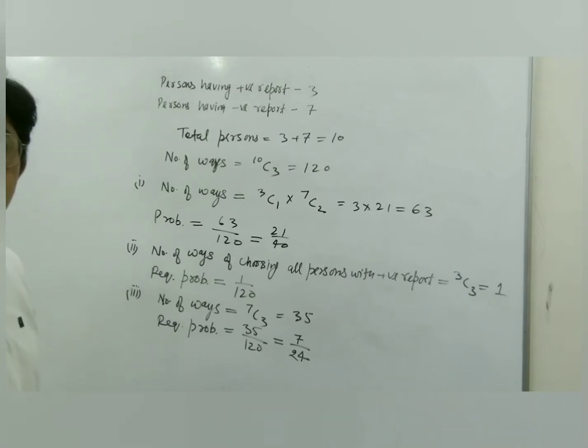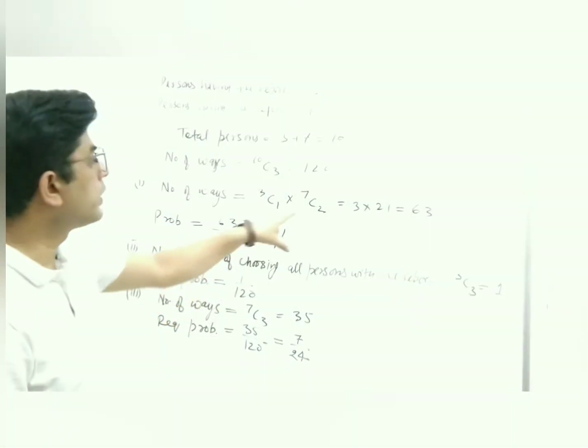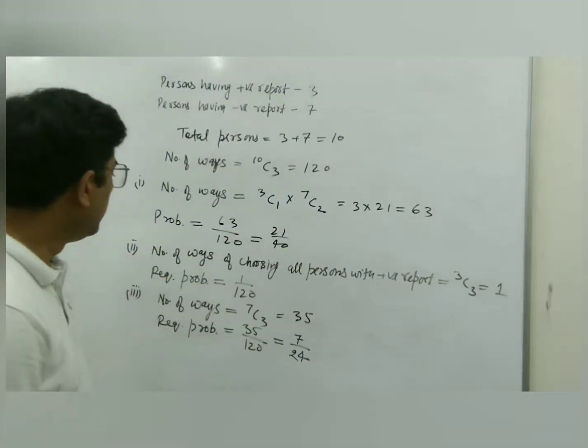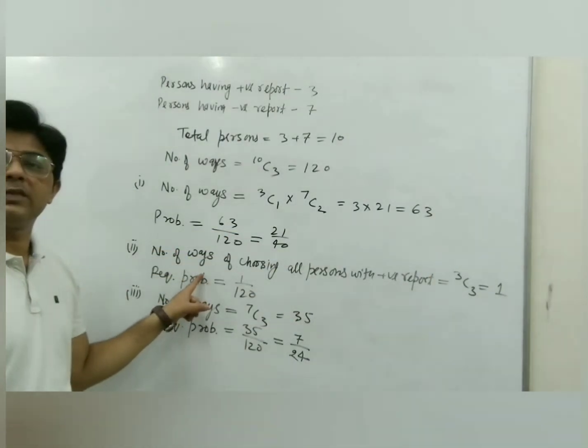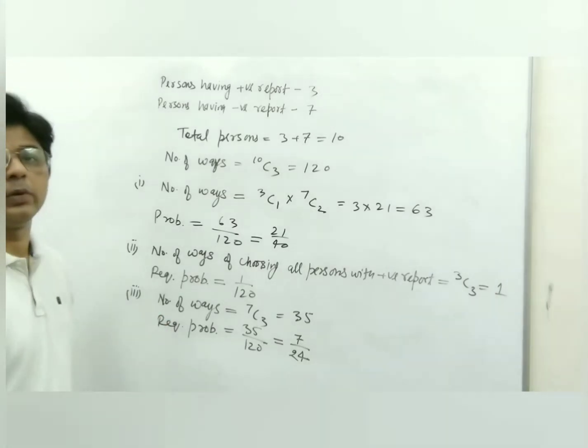So these are the 3 cases in which, in the first case, we choose 1 person which have positive report and 2 persons which have negative report. In the second case, we choose all persons which have positive report. In the third case, we choose all persons which have negative report.